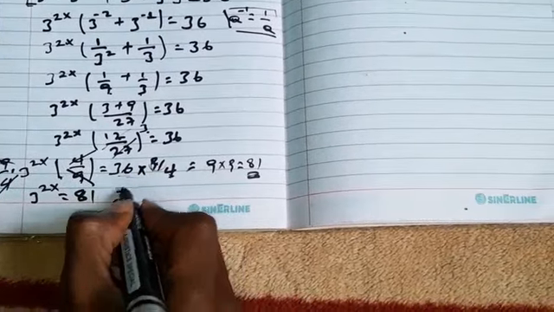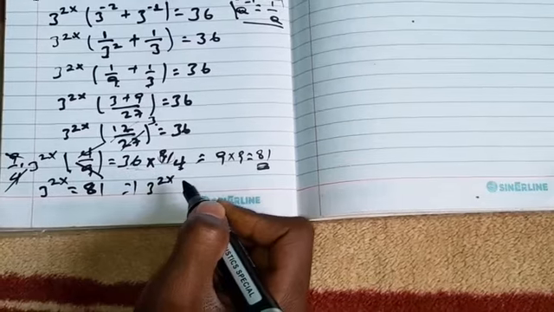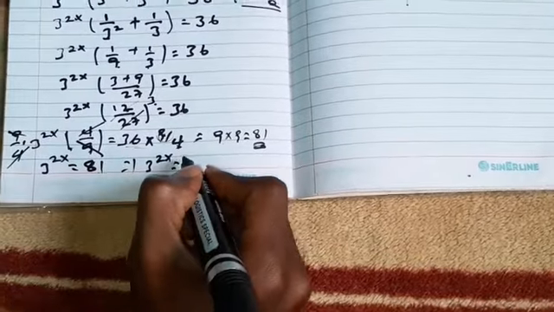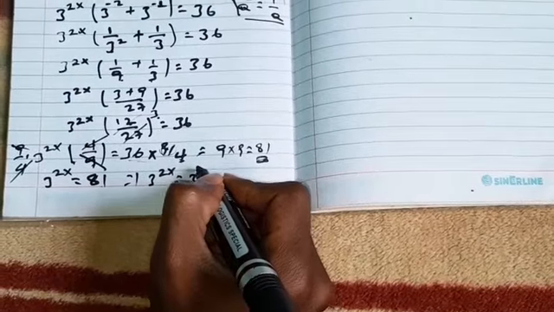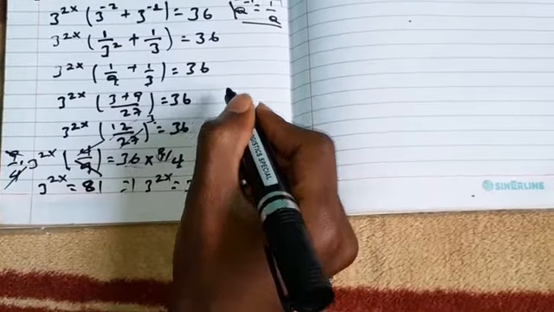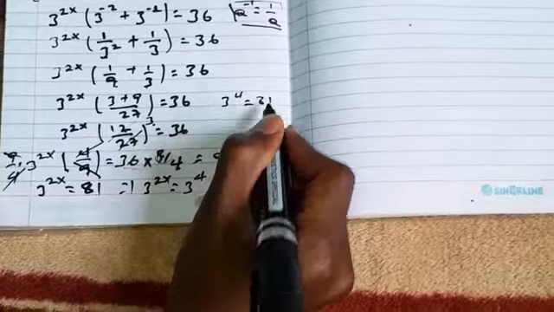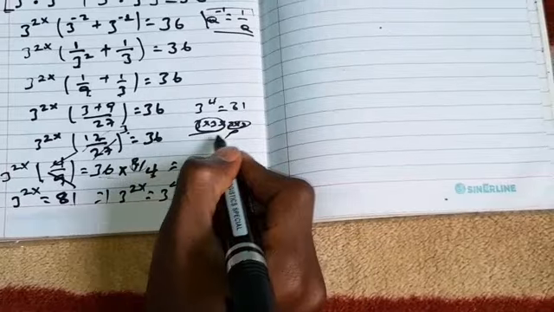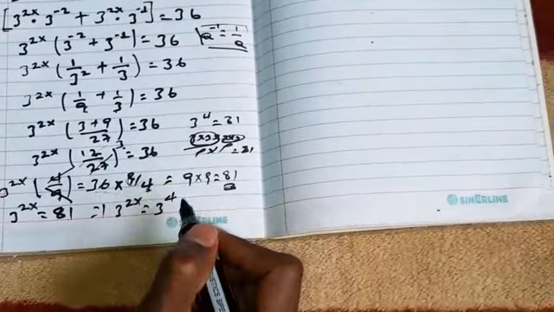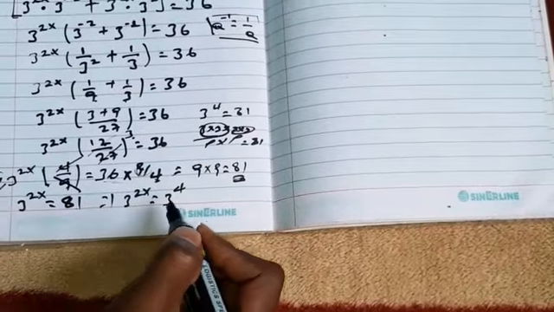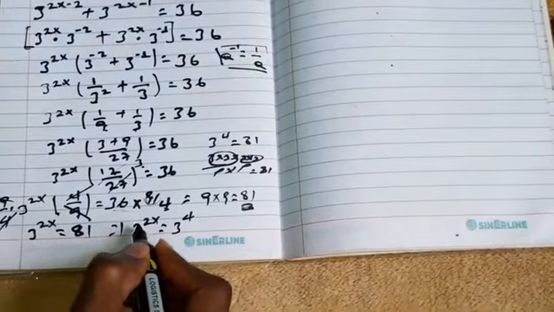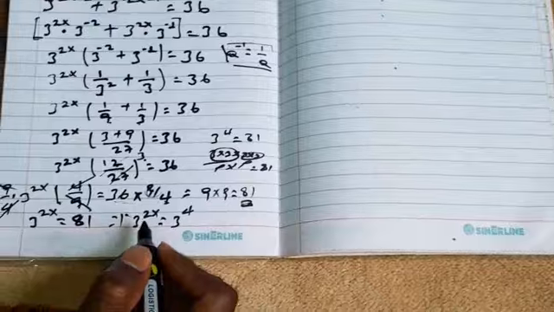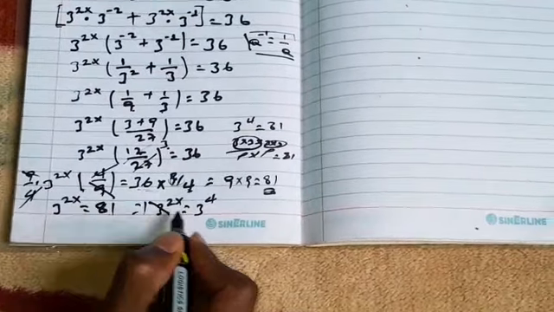Then what do we do? 3 to the power of 2x is equal to 81. 81 means 3 to the power of what? 4. 3 times 3 times 3 times 3 means 81, or 9 times 9 means 81. Then the bases become the same on both sides, so the bases cancel each other.